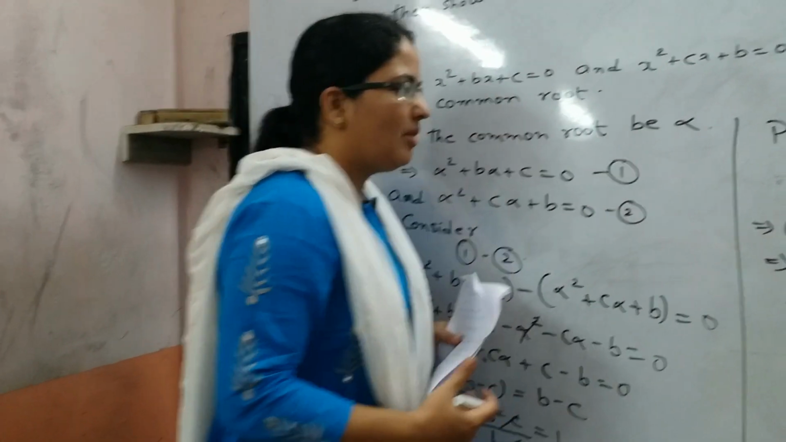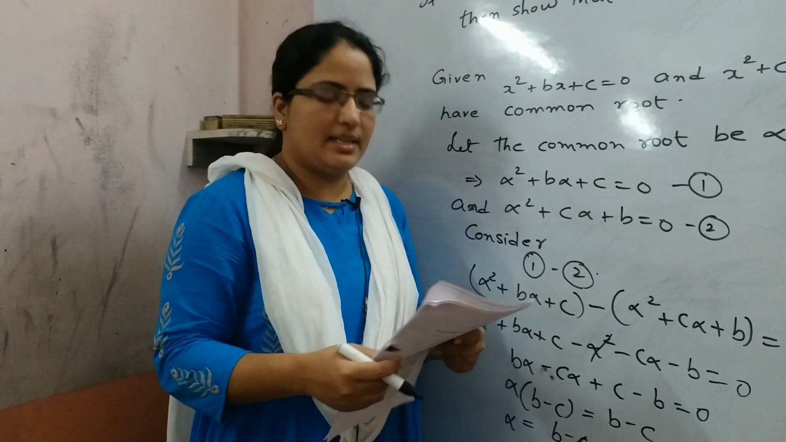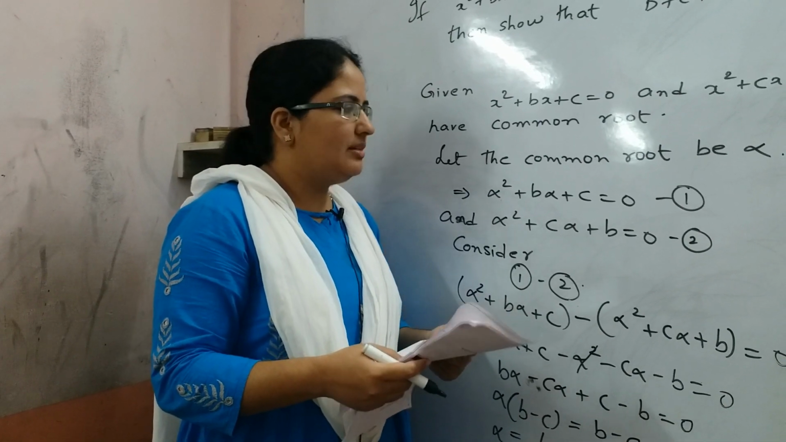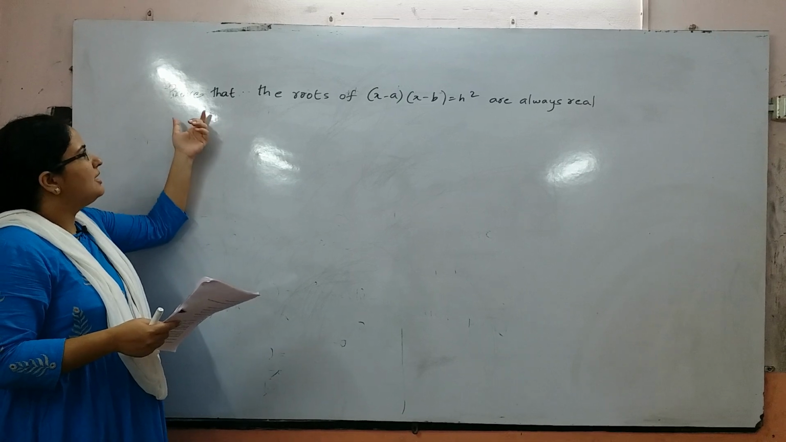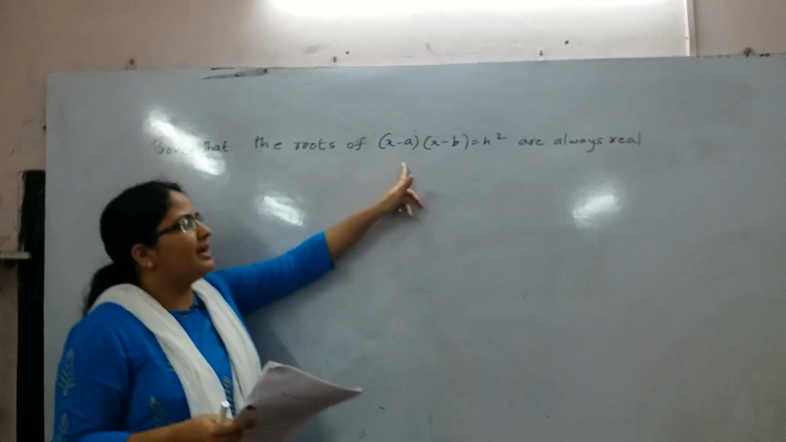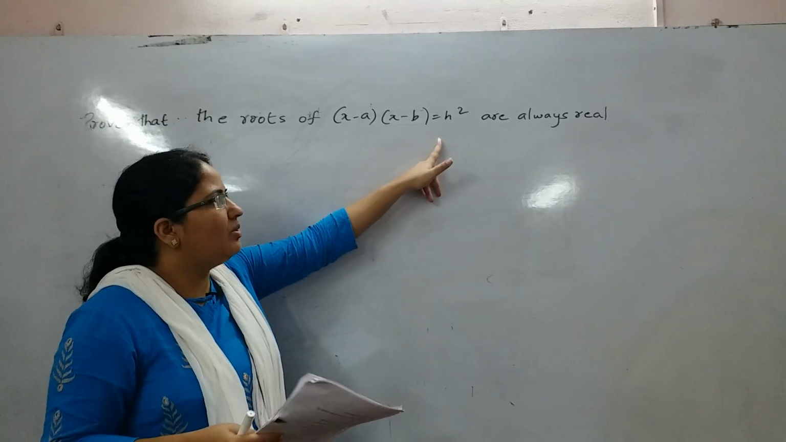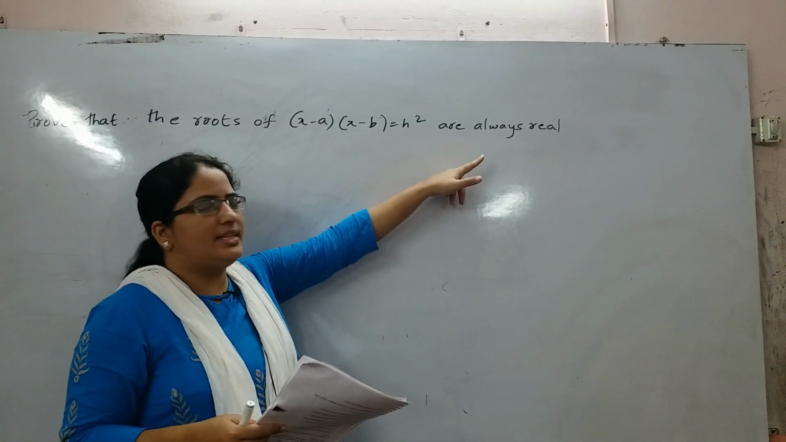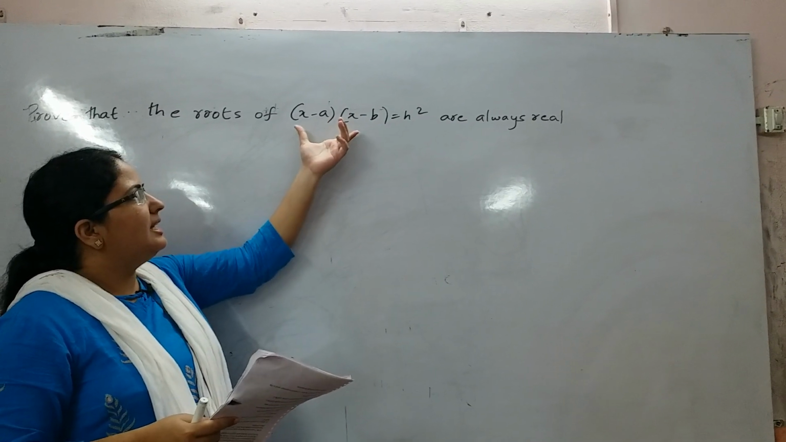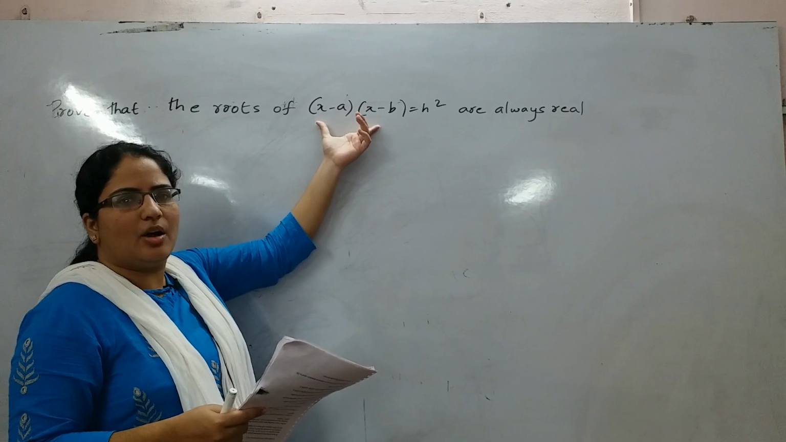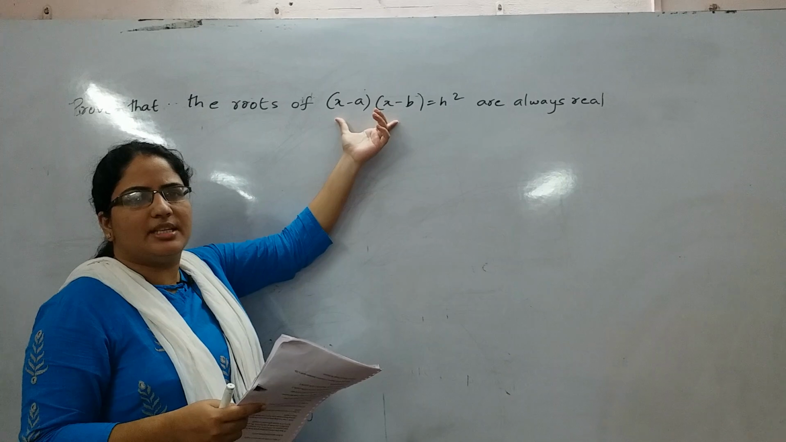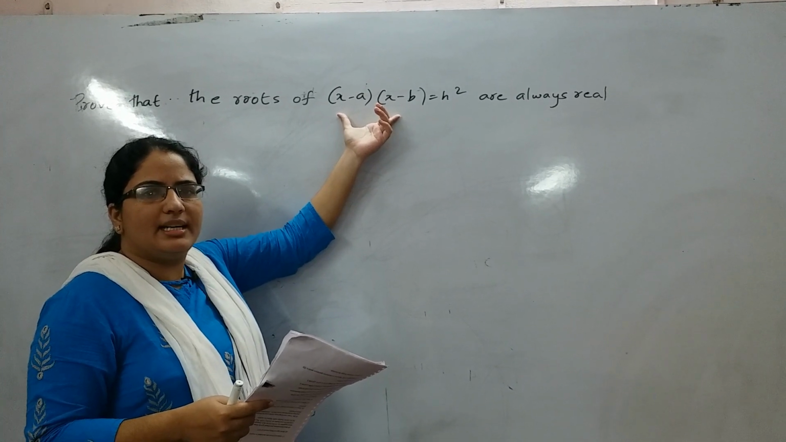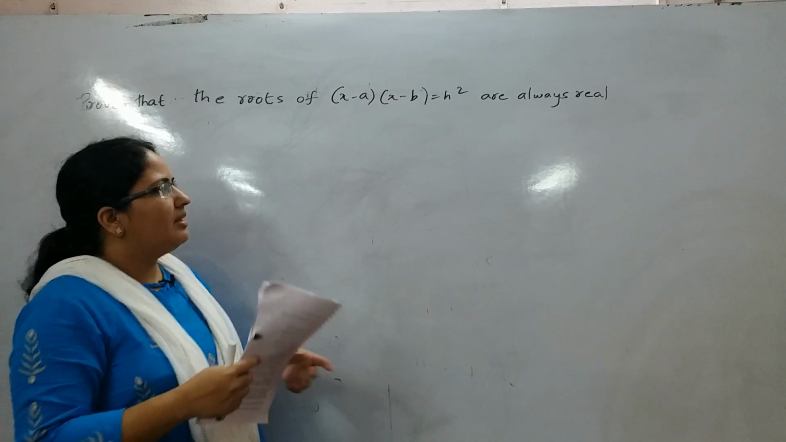Hope you understood this problem, children. Let us discuss the next question. Okay. So the very next question you have is, prove that the roots of x minus a into x minus b is equal to h square are always real. You have to prove that the roots of this equation are always real. For that we need to prove that delta is greater than or equal to 0.